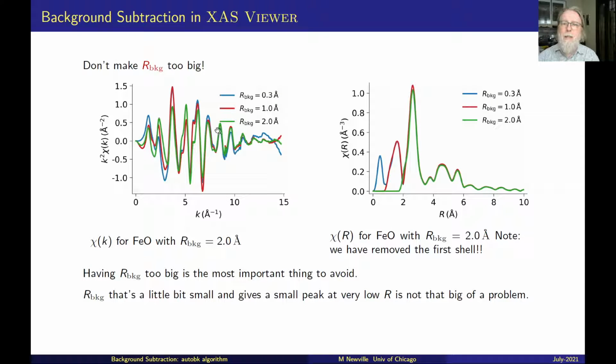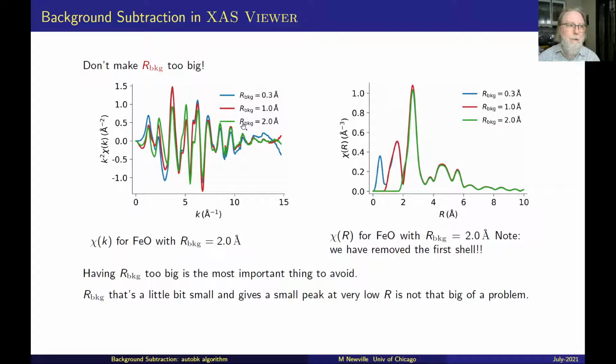Because if we make that too big, then we have a much bigger problem. So if we look here at the green curve, it's a little hard to see in this space, but we see some oscillations there. But those are pretty different, and it might be difficult for you to tell from that alone that there's a problem with the data here that has RBKG of 2.